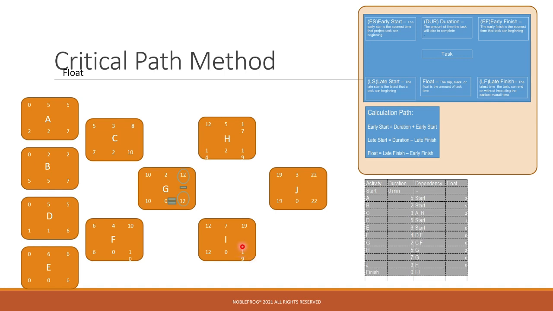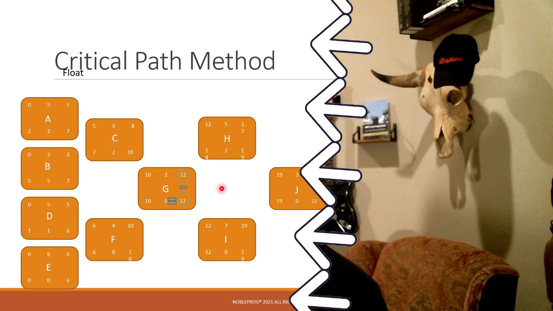To understand free float, we would take G, for example. G would be 12 minus 12, which is 0. In another case, we could look at C, which would be 10 minus 8, which is 2. Now, to understand this further, this is the float in this activity, where it could sit idle but still not affect the progression of the critical path, hence why it is called the float.